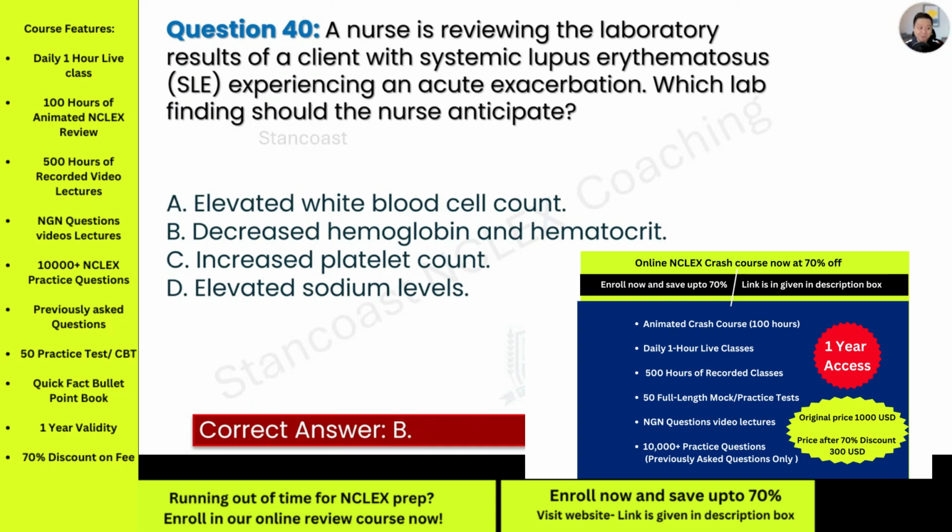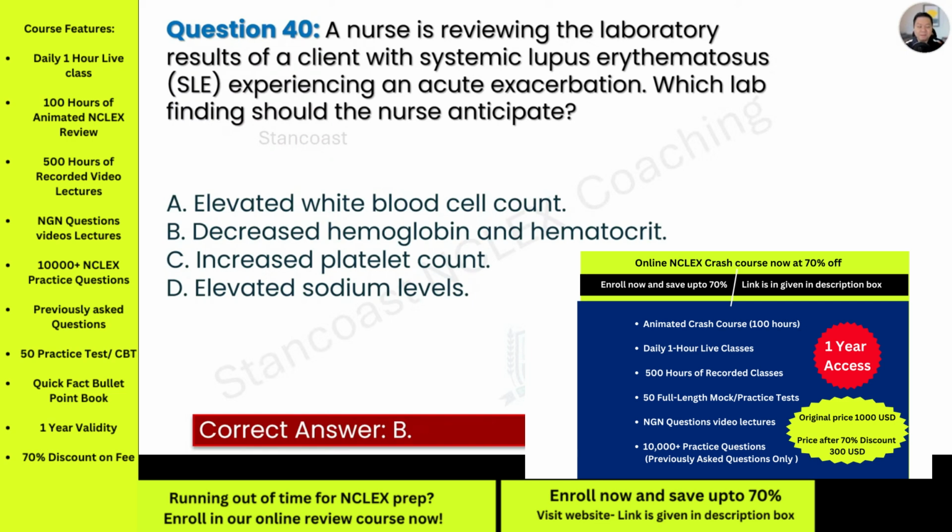Now, if you selected letter A, this is incorrect because an elevated white blood cell count is not typical in SLE. What you will see more in patients with SLE is leukopenia due to bone marrow suppression or its treatments like immunosuppressants or corticosteroids.